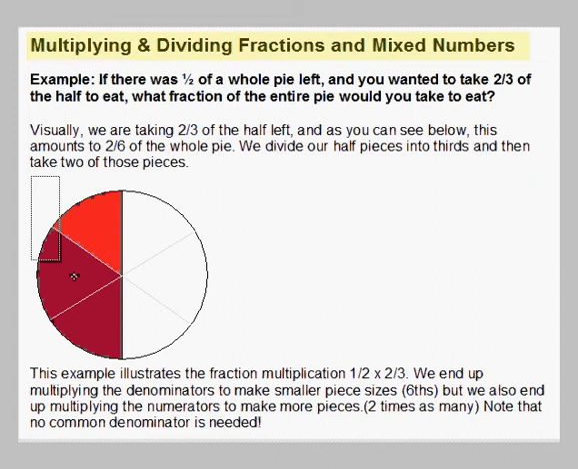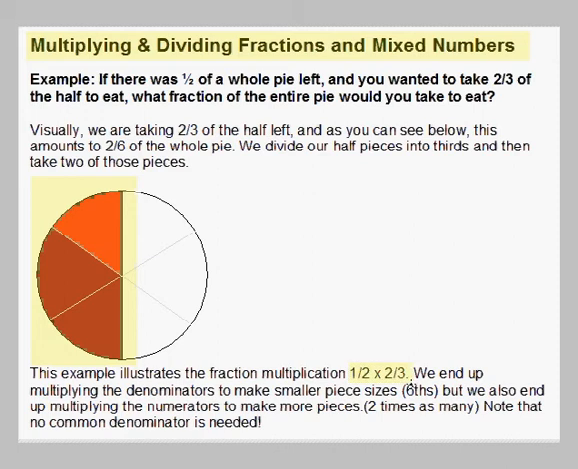Well, what we're doing here is we're taking 2/3 of the half, and to do that we divide the half into 3 equal parts, and then we take 2 of those parts. And this amounts to 2/6 of a whole pie. And this example illustrates the fraction multiplication 1/2 times 2/3.